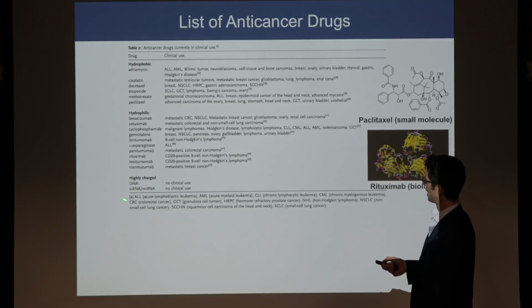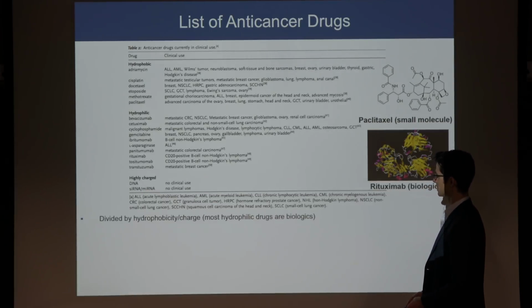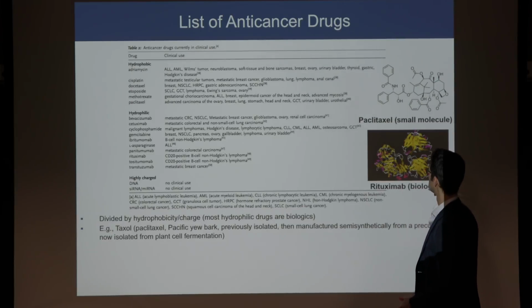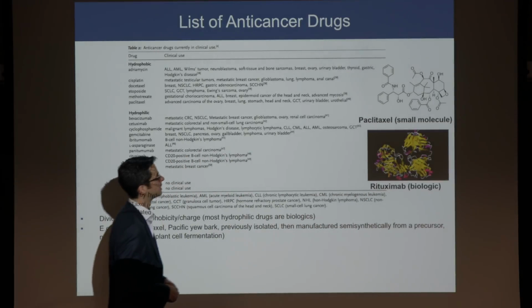Highly charged amino acids could be DNA or RNAs, and so far these are still under R&D, and they haven't made it into the clinic yet. Okay, so we divide them by hydrophobicity and hydrophilicity. Taxol, paclitaxel, Taxol is a more common name, used in a really wide range of cancers.